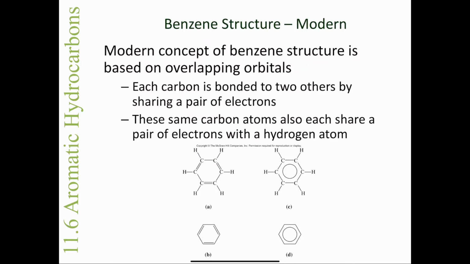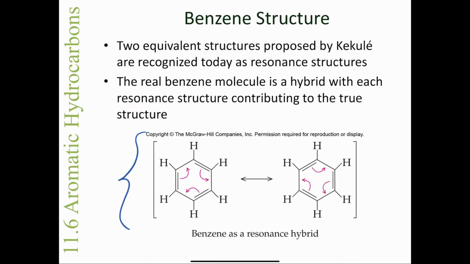There are several ways that we can represent the structure of benzene. This is the complete Lewis structure here. I like to use this one the most, where I show the 6 carbons in the hexagonal arrangement, but I show all of the pi bonds explicitly. This one, D here, is kind of a shorthand version, and the circle in the middle is used to represent what is shown in this slide here, which shows that the real benzene molecule is a hybrid with each resonance structure contributing to the true structure.